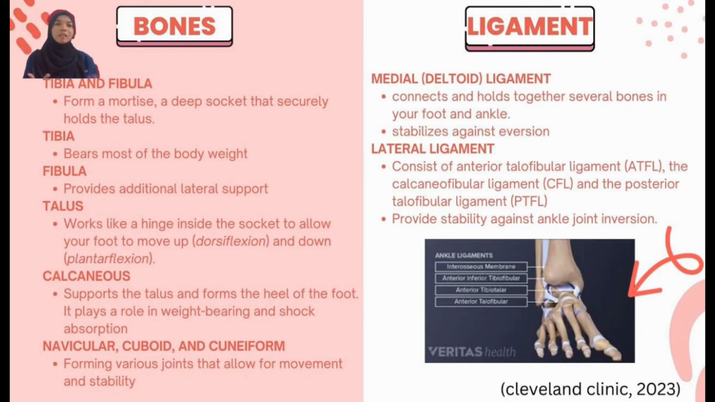Another anatomical structure that we need to know is the ligament. Ligaments are crucial for providing stability to the ankle by connecting the bones and limiting excessive movement. There are two types of ligaments that we need to know, the first being the medial or deltoid ligament. This strong fan-shaped ligament on the inner side of the ankle functions to stabilize against eversion, which is the outward rolling of the foot.